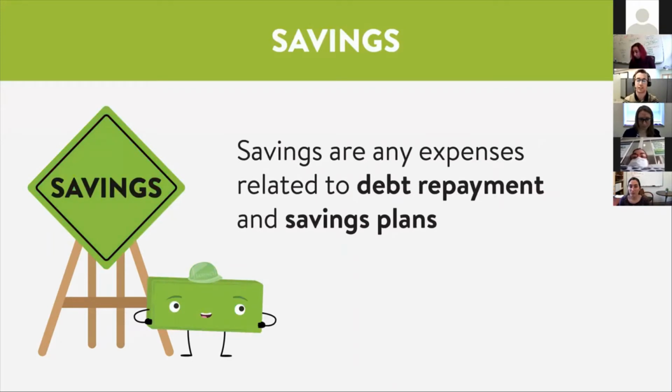Your savings, on the other hand, this is any expenses related to debt repayment or savings plans. So your savings account is really going to be, what I like to think of as, planning for your goals. So your goal could be debt repayment. If you have a student loan or a car loan or your mortgage, whatever it may be, you can use your savings to pay that off.